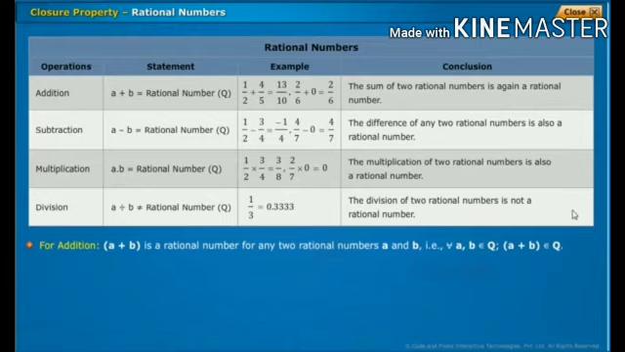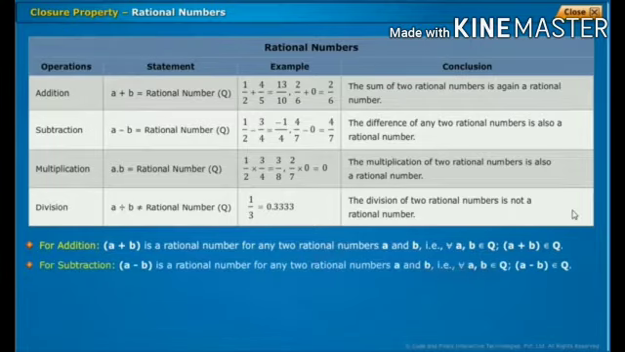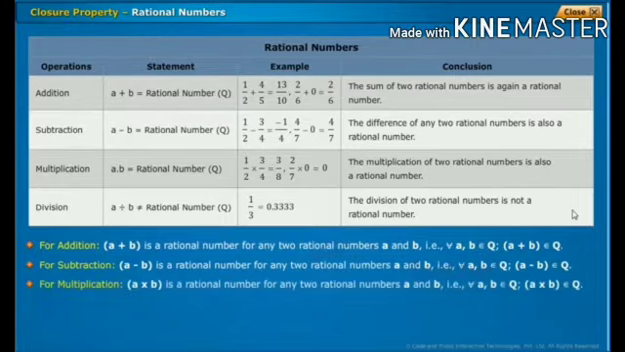For addition, if a plus b belongs to Q, then addition is closed. In the same way for subtraction, if a minus b belongs to Q, then it satisfies closure property. For multiplication, a multiplied by b is a rational number, which means a into b also belongs to Q. So it satisfies closure property.